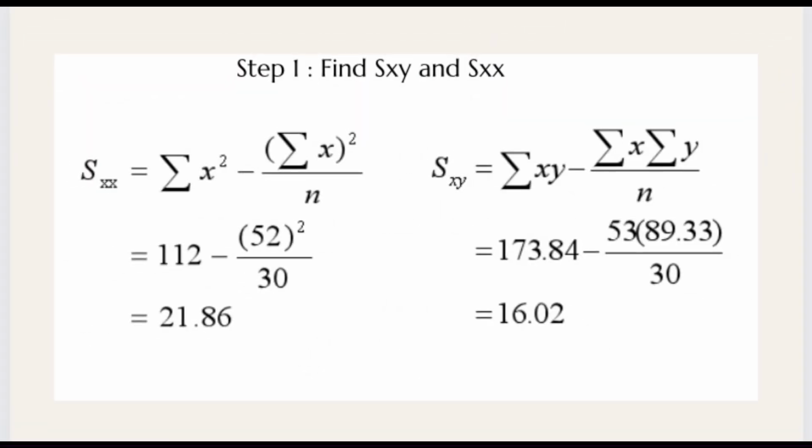The first step is to find the S(xy) and the S(xx). With the formula below and the summations that we have gained from the table, just put them inside, and after all the calculations, we have gained a value. So the S(xx) is equal to 21.86, and the S(xy) is equal to 16.02.